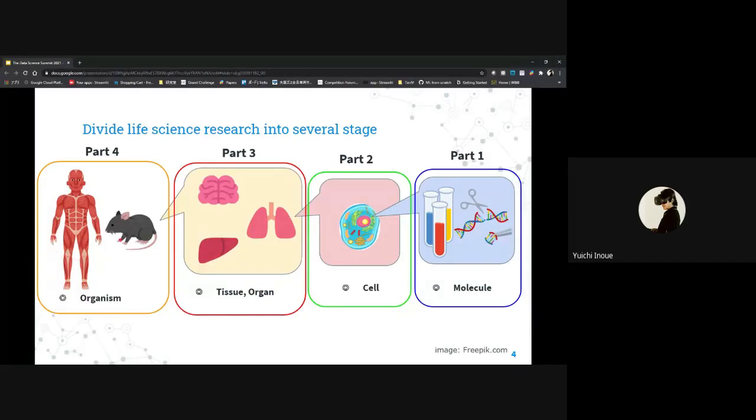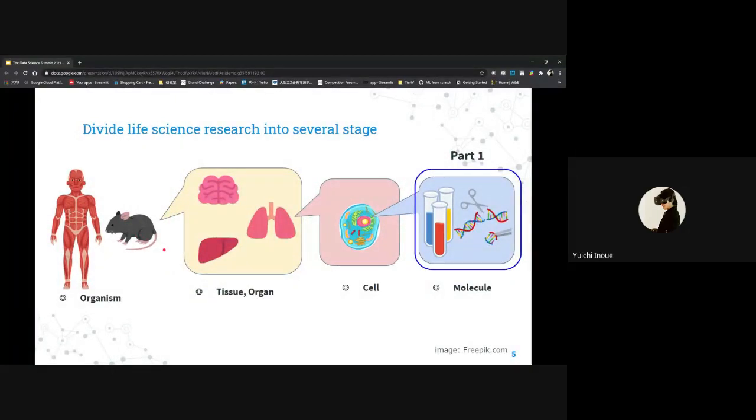The last one is the organism level. The phenotype at the organism level is very complex because it is a combination of all the previous factors. In addition, it is important to find phenotypes that have not been identified before.